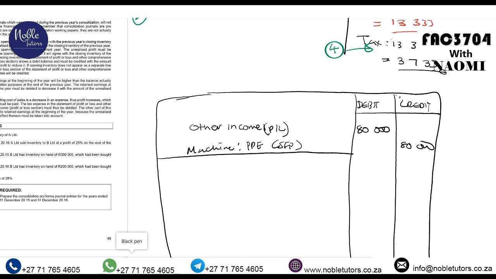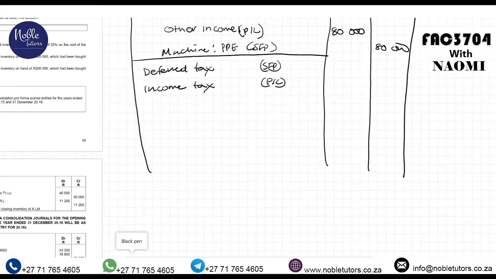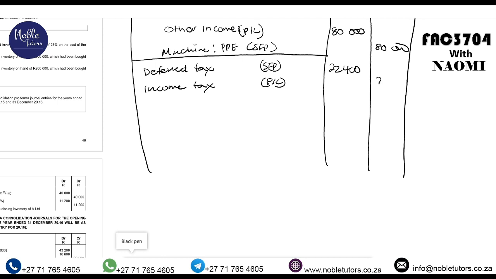Then eliminate the taxation. Guys, remember again, what happens with tax? Profit and loss becomes credited. SFP becomes debited. Which taxation account goes to SFP? Deferred tax. And which taxation account goes to profit and loss? Income tax. Remember, we keep doing this, right? This is a very nice way to try to remember it, so you don't have to worry so much about taxation. I think we've already calculated this one as well. So it was 22,400. Okay, that was the taxation.